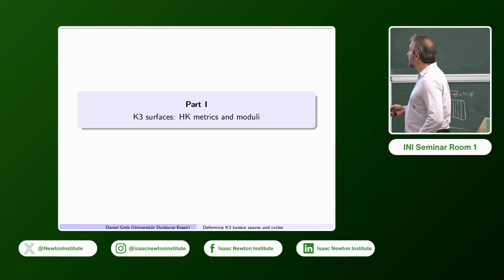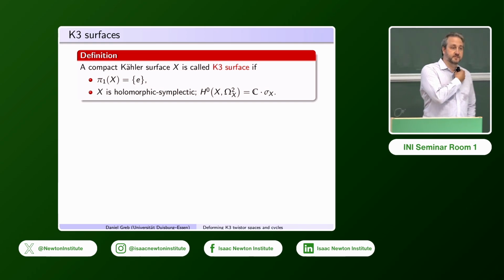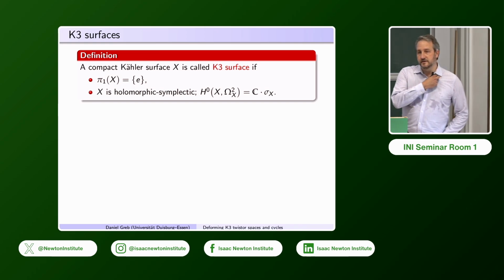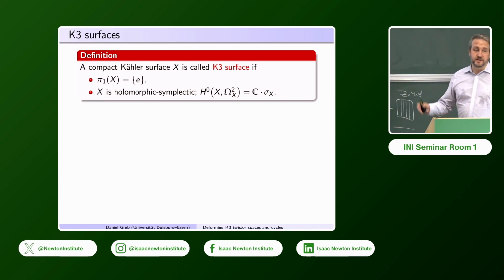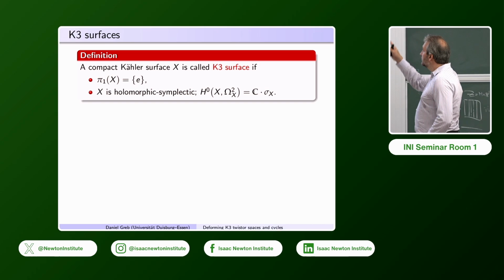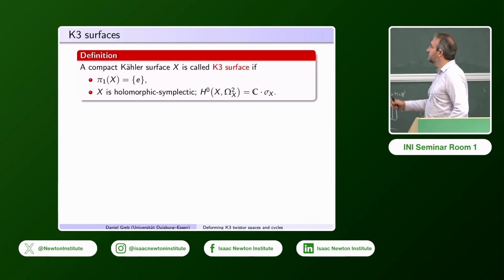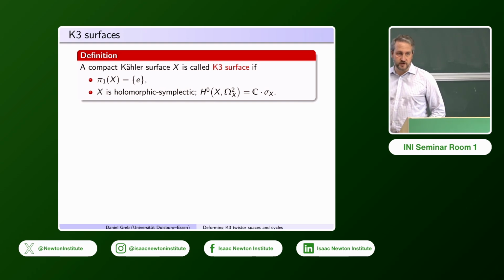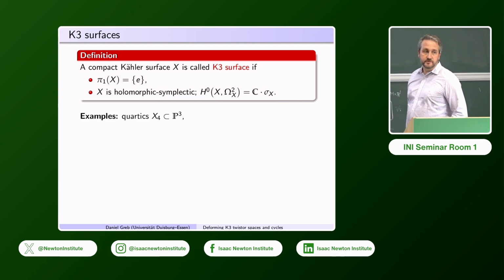So everything will take place in the realm of K3 surfaces, say a compact K3 manifold. For a complex geometer, a K3 surface is a compact complex surface which is simply connected, and it has a holomorphic symplectic form. So H0, the sections of the holomorphic two-form bundle, is generated by one form, and it's everywhere non-degenerate. And examples are easy to come by.